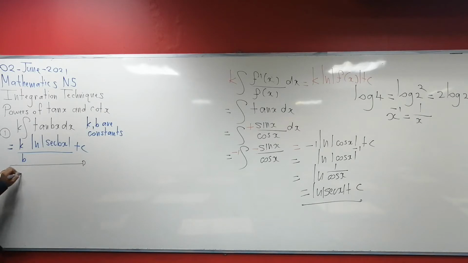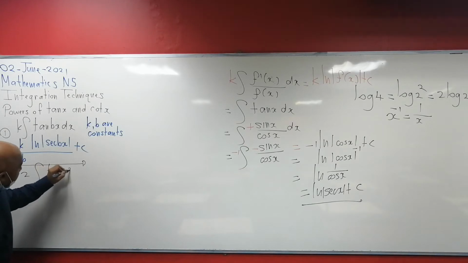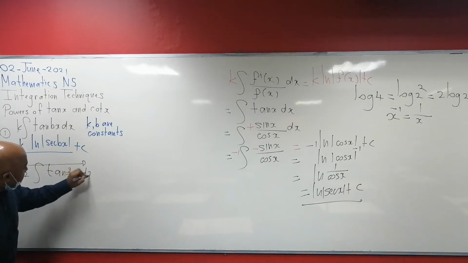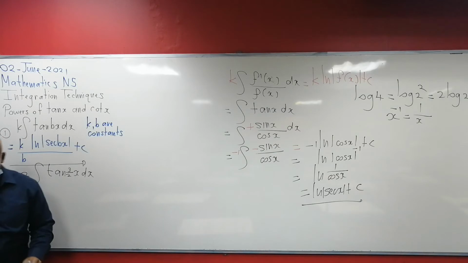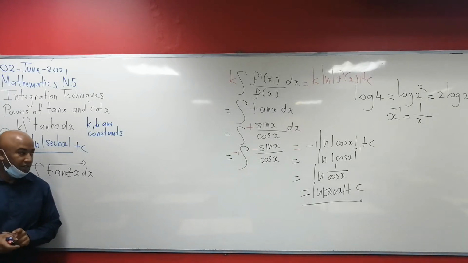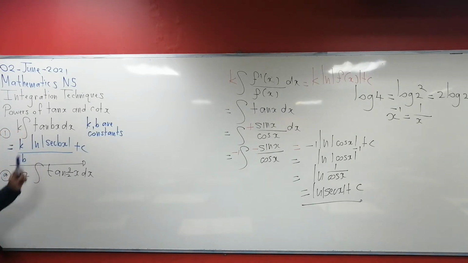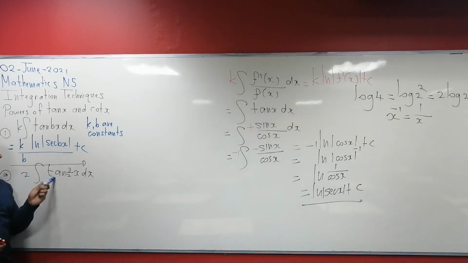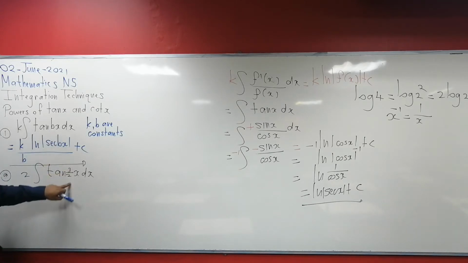If I ask you to integrate 2 times the integral of tan 3 over 2x, you don't have to go and do it that way. All you do is follow what's on the formula sheets. So here I'm integrating, that's my 2, tan of 3 over 2x. So my b here is 3 over 2, k is 2.